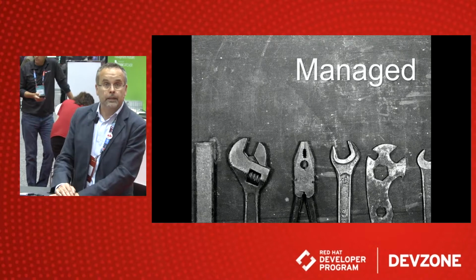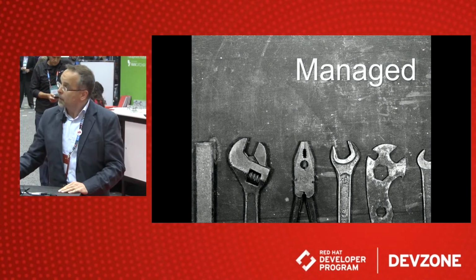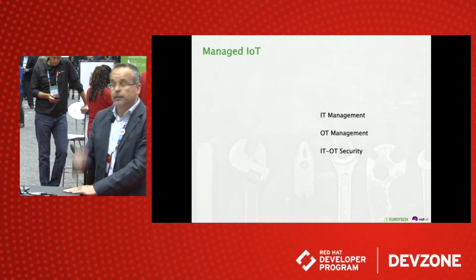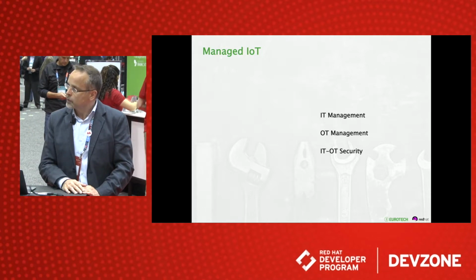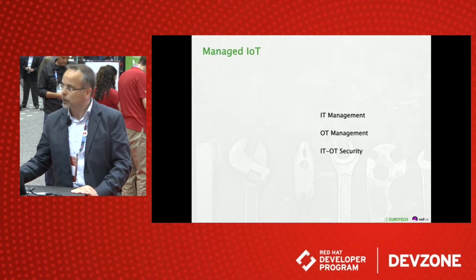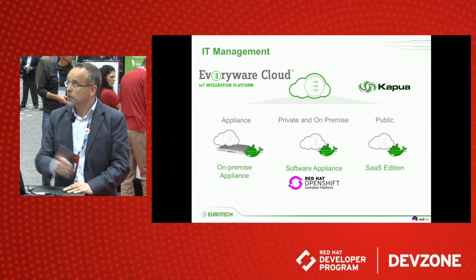And then finally, the third theme that we brought together, which is managed, and managed in three different ways. Managed at the OT level, managed at the IT level, and security of the connection between the two, of the bridge between the two. From IT management, we talked about Everywhere Cloud.